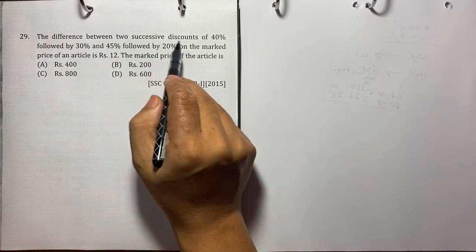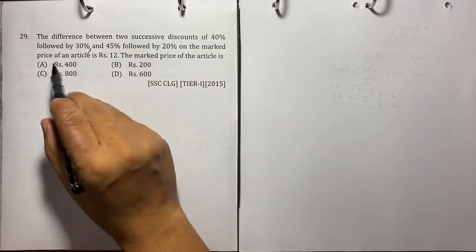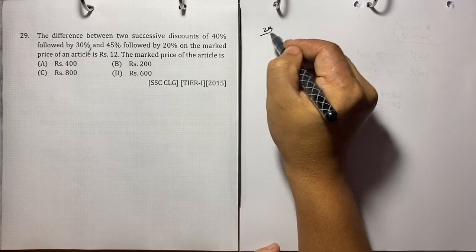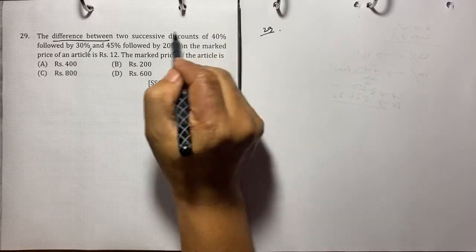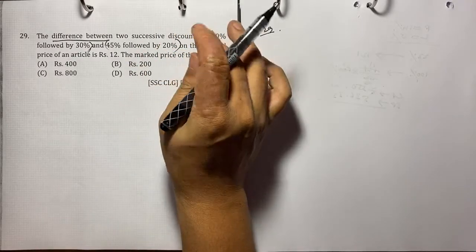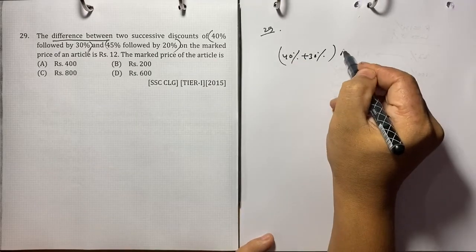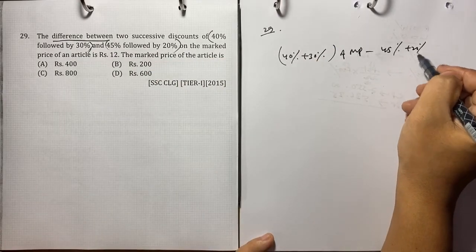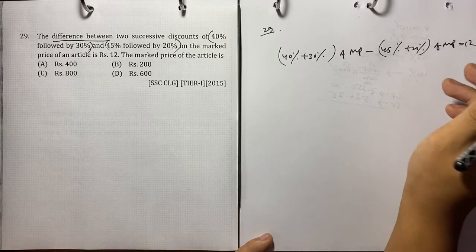The difference between two successive discounts of 40% followed by 30% and 40% and 20% on the mark price of an article is 12. What is the mark price of the article? We need the difference between the two successive discount options, 40% and 30% as option one, and 45% and 20% as option two, of the mark price.